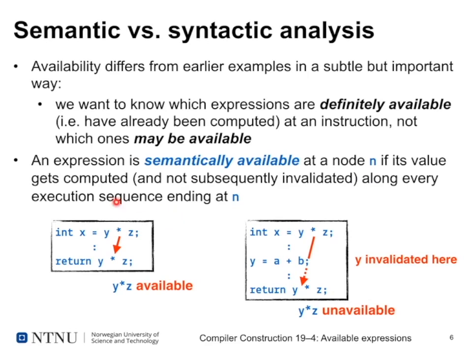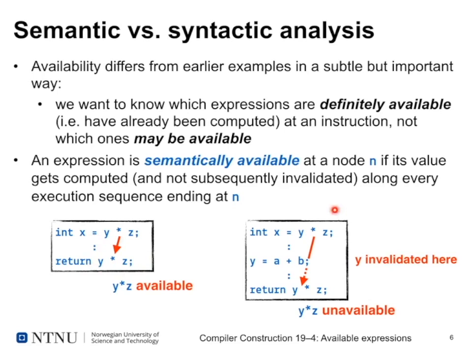For example, on the left-hand side, we have int x equals y times z again, and then maybe at the end of a function we want to return y times z. If y and z don't change in between, we could have simply written return x here instead of return y times z, obviously. So we know this expression would be available if nothing else had happened in between.